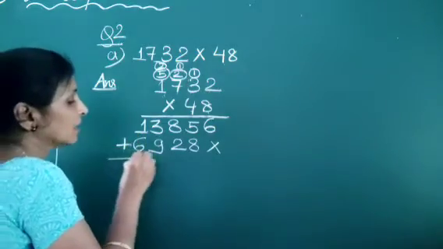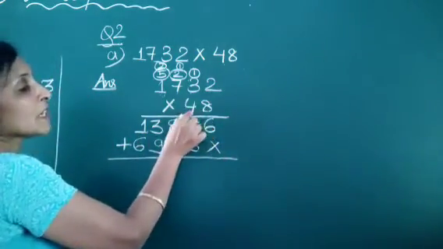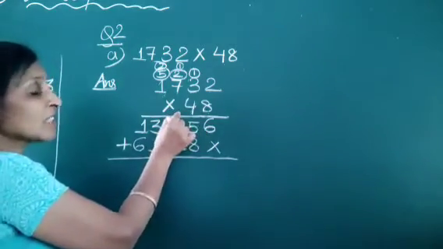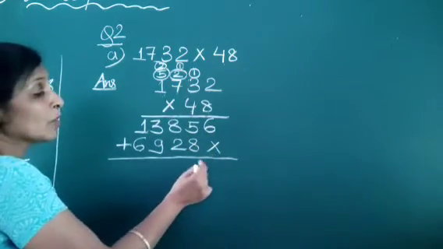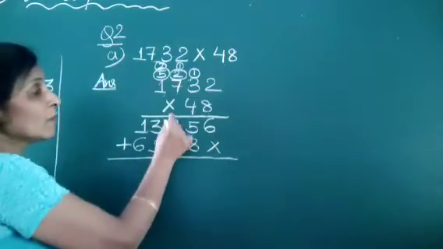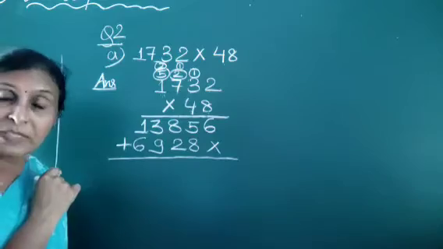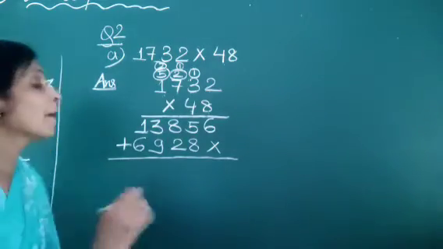Now we add these two numbers. Because here there are only 2 digits, so we stop it here. If here is a 3 digit number, then we put the 2 cross there and then we multiply by the 3rd digit to all the numbers. Isn't it? This is clear.